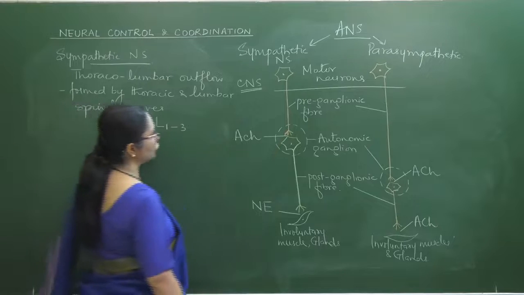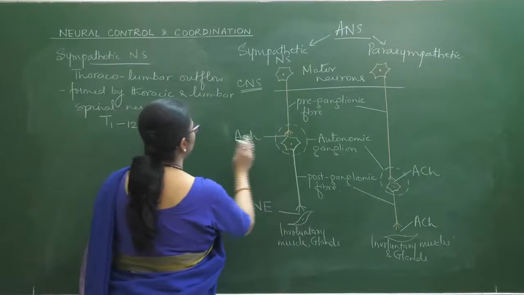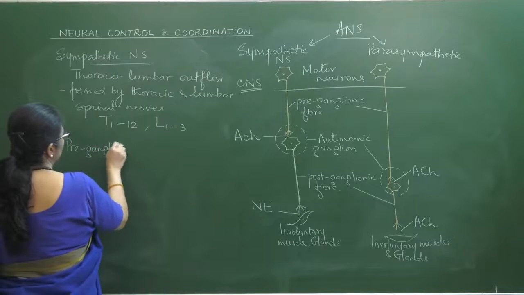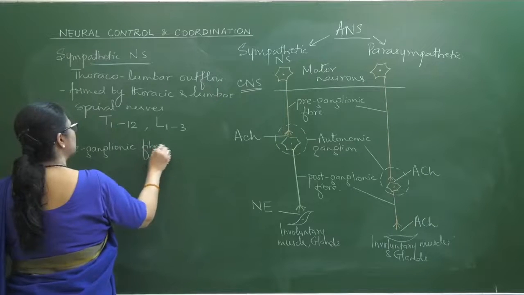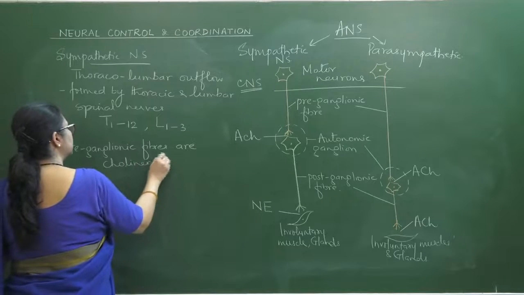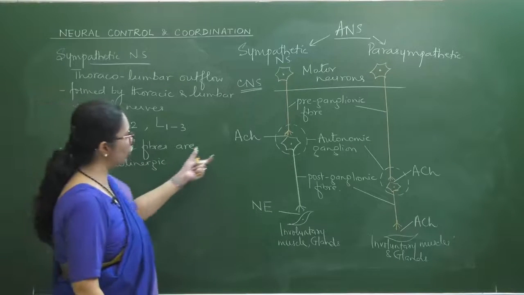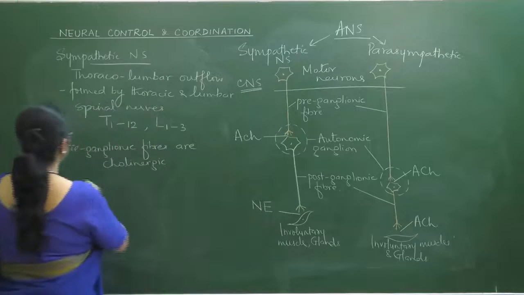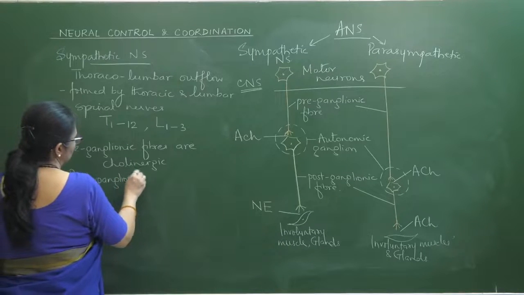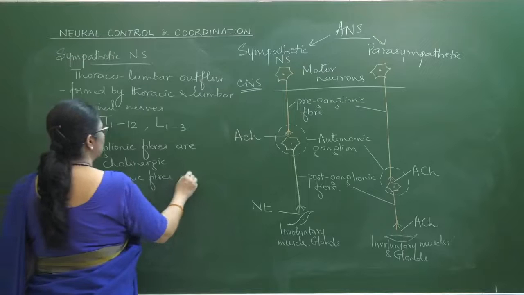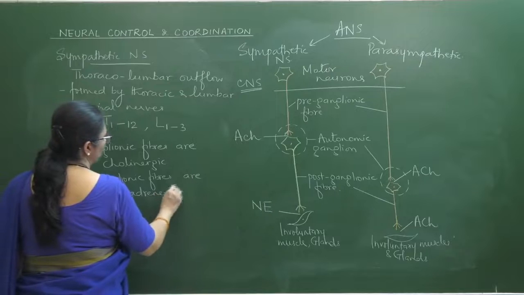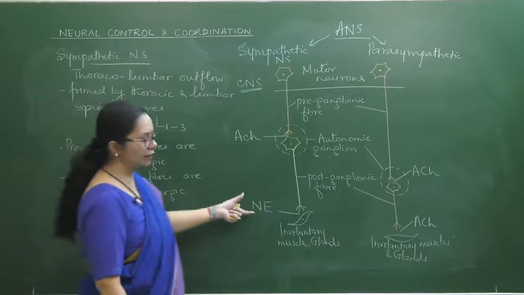In this sympathetic nervous system, whatever the preganglionic fibers release, that is how the name is given. Preganglionic fibers are cholinergic, which means they release acetylcholine, and postganglionic fibers are noradrenergic, because they release noradrenaline.